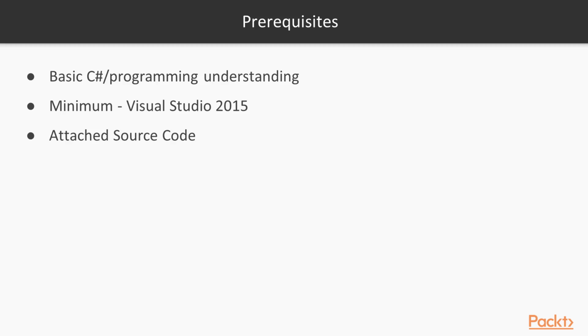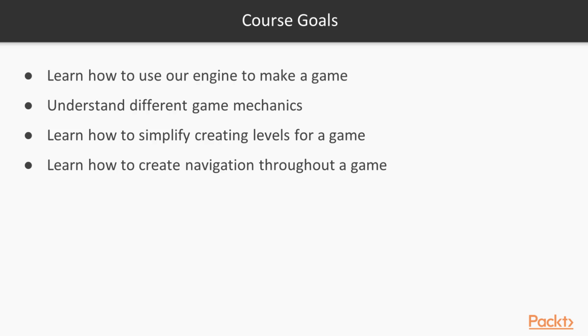The requirements for this course are a basic C# programming understanding, as well as a minimum of Visual Studio 2015. You'll also need to use the attached source code, which includes a cross-platform game engine for you to use to develop the platformer. By the end of the course you'll have a solid understanding of how we can use our engine to create fun cross-platform mobile games.